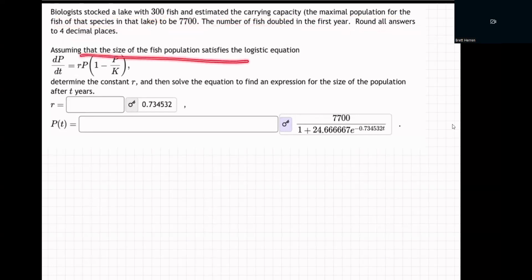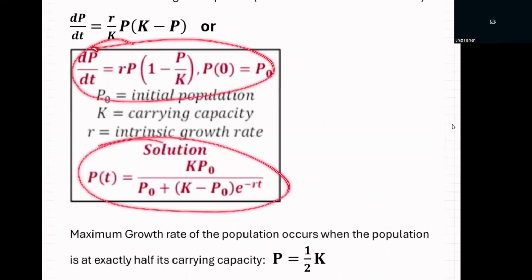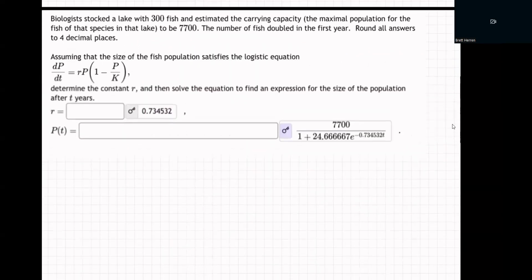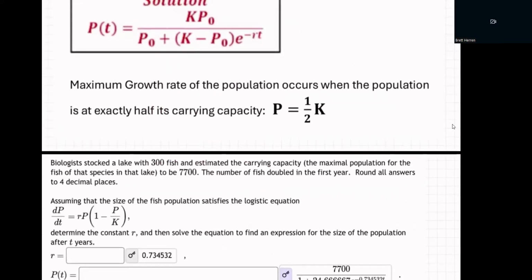Let the size of the fish population satisfy the logistic equation. Determine the constant r. Okay, so there's a logistic equation. Here are the notes. When you have the logistic equation, you have the solution right there, so we just have to match it up. So let's do that. The solution is P of t.